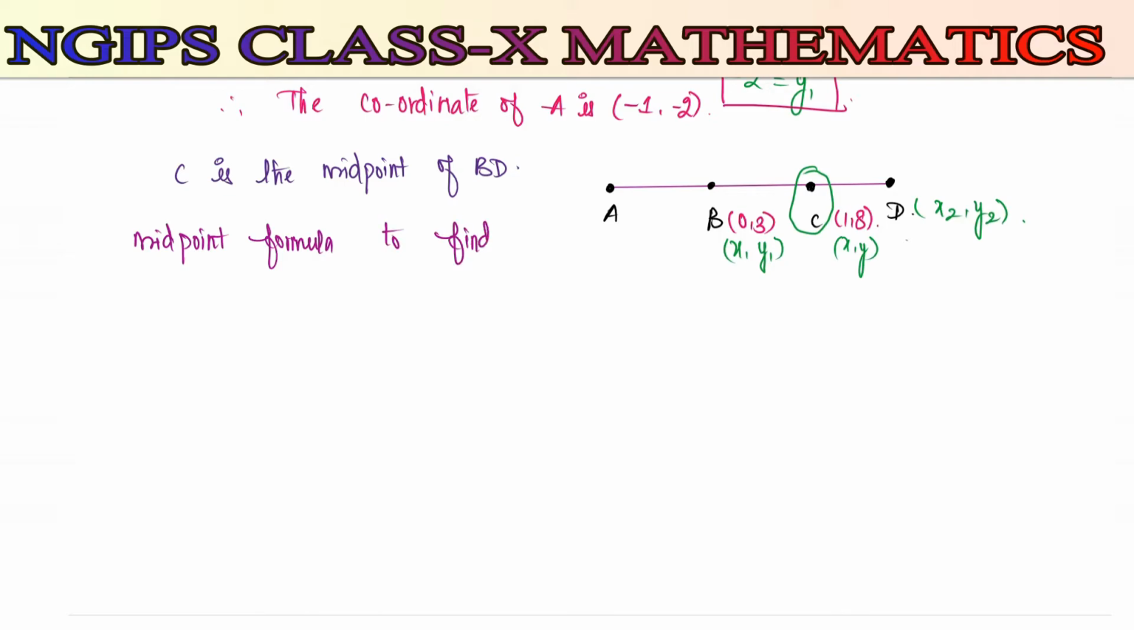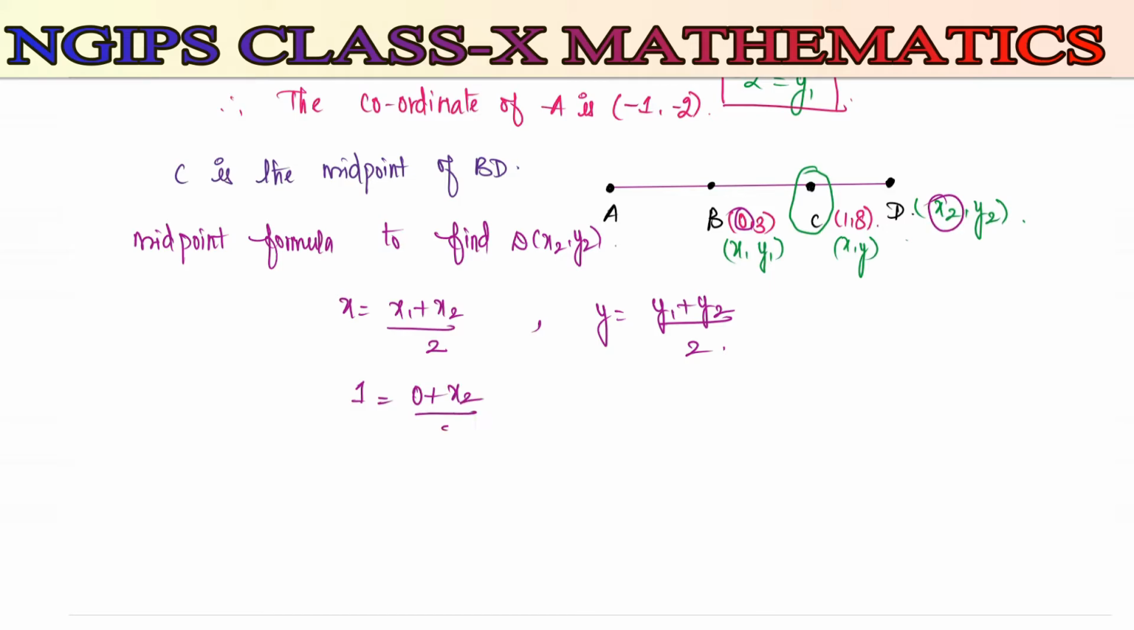To find D as (x2, y2), the point. Here the formula: x is equal to (x1 plus x2) divided by 2, y is equal to (y1 plus y2) divided by 2. So the x value we have here is 1, which is equal to x1 value 0 plus x2 value, the unknown x2, divided by 2, comma, y value we have here is 8. So 8 is equal to y1 value 3 plus y2 value, the unknown y2, divided by 2. Now further we are going to simplify it.